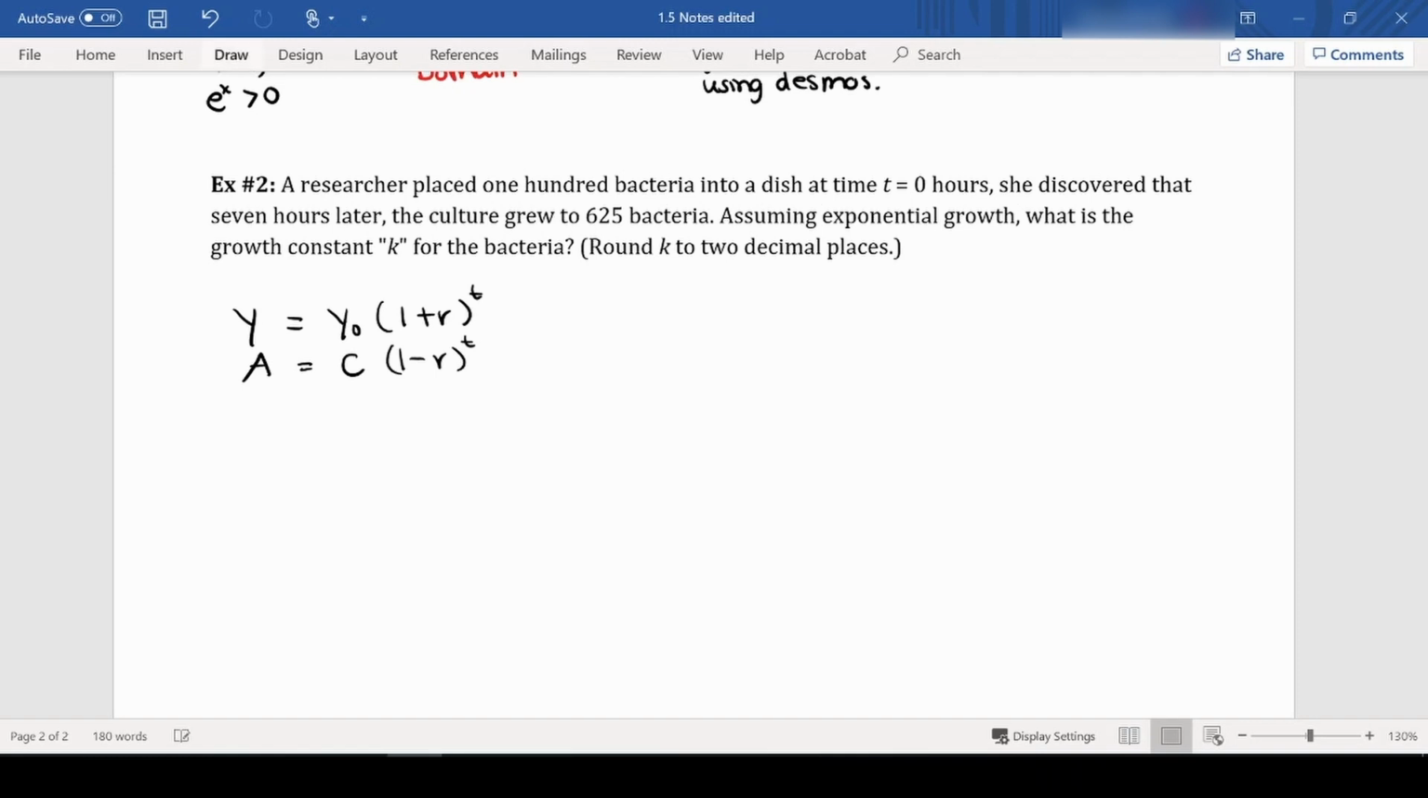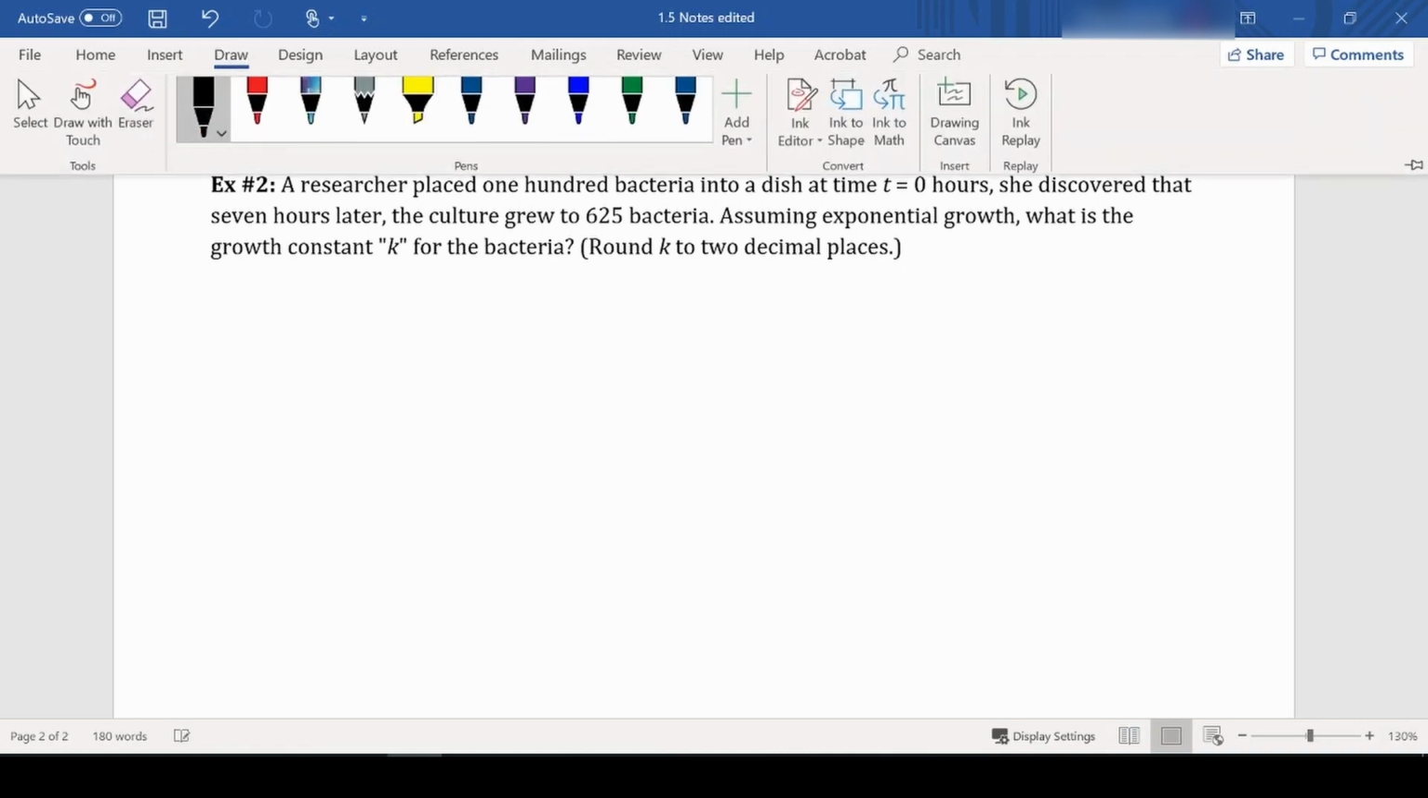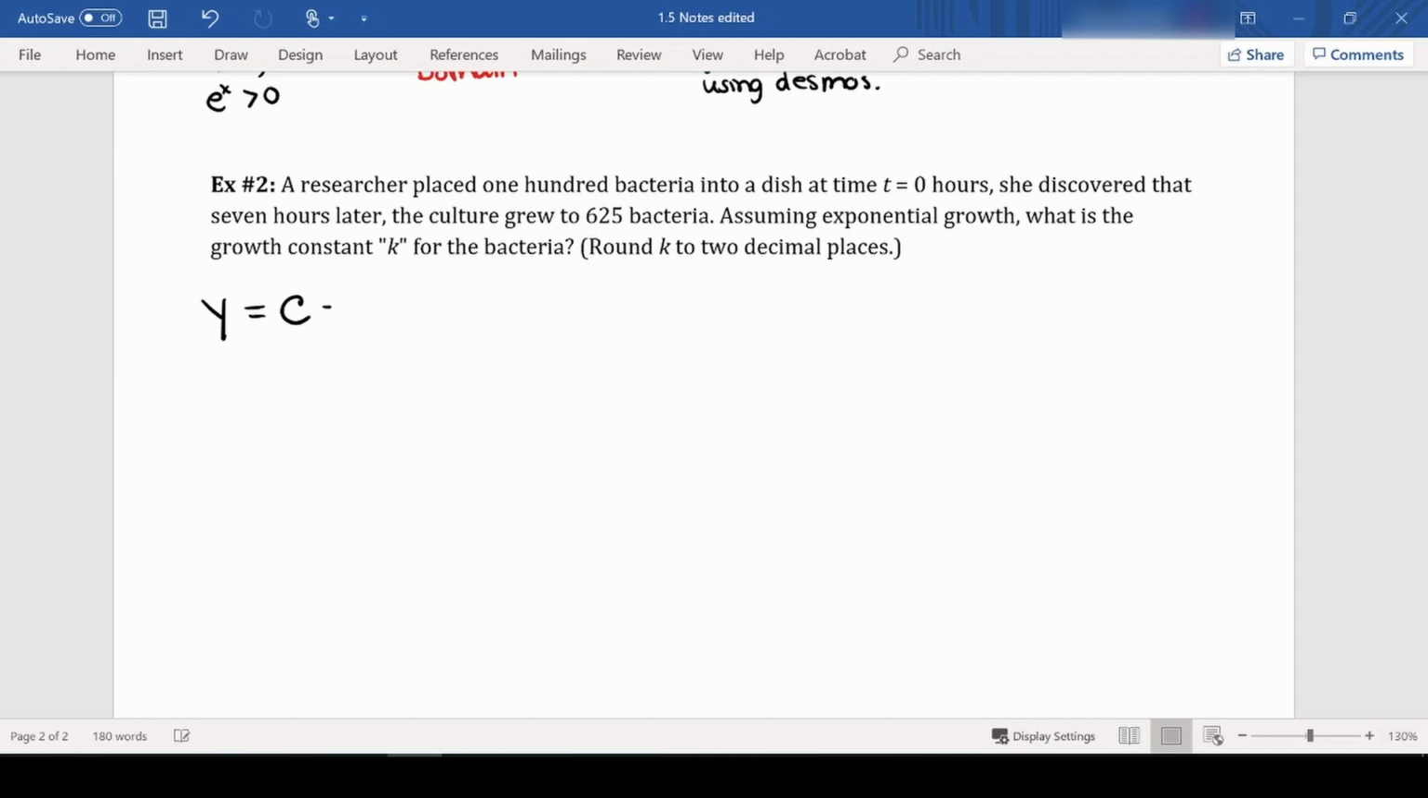But essentially, we have a new exponential growth formula that we are going to be using, and we will be using it later in the year as well. So y equals c e to the k t is going to be your new exponential growth or decay formula that you are going to be using for most of this course.